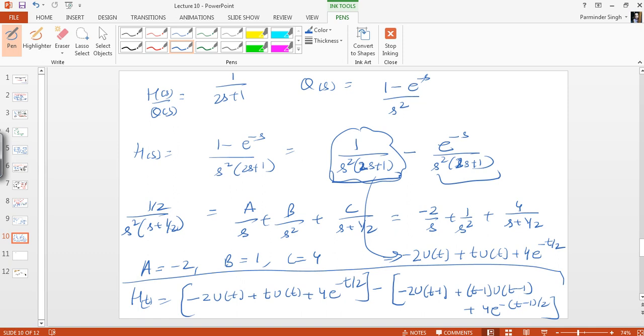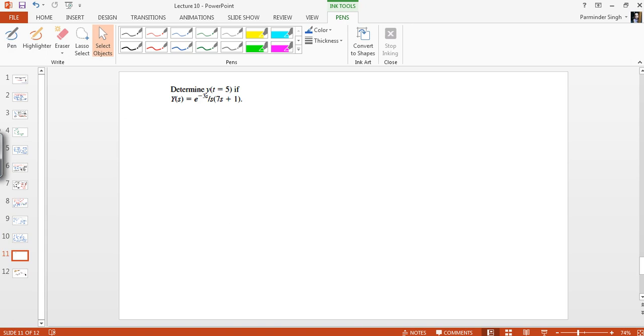Clear? So this is how you're going to solve it for either pulse systems or the systems which are having a delay. It's very simple. First try to solve it for the system without the exponential terms. You're going to have their response, and for the other term simply replace t by t minus 1, that is the lag term. Clear?